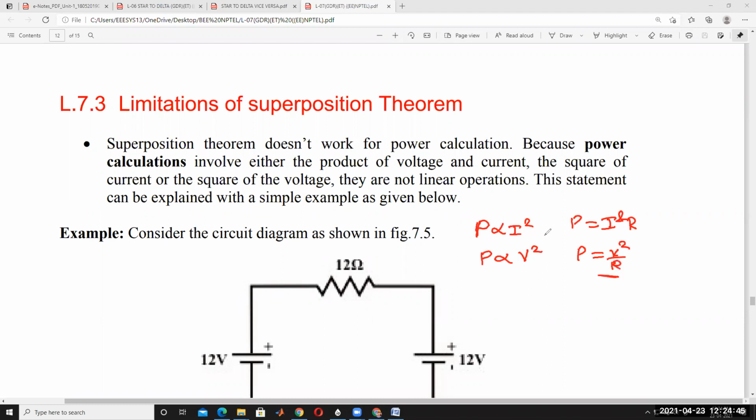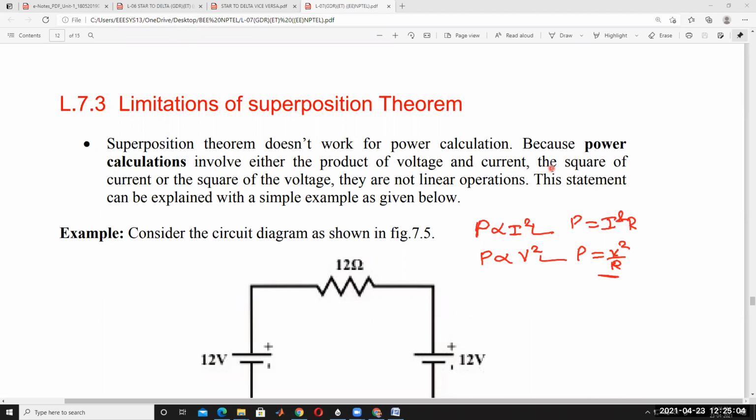That's nothing but power is proportional to I square and power is proportional to V square. That means I square and V square are non-linear. That's why power is also non-linear. The superposition theorem doesn't work for power calculations because power calculations involve the product of voltage and current.